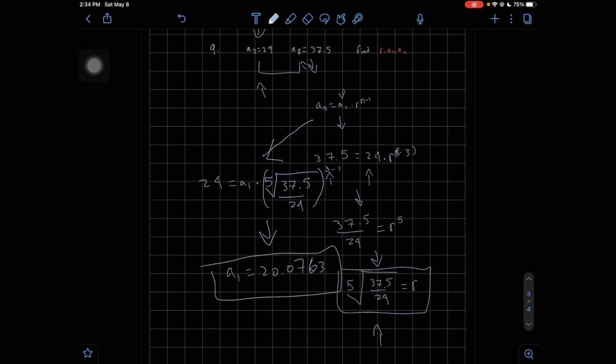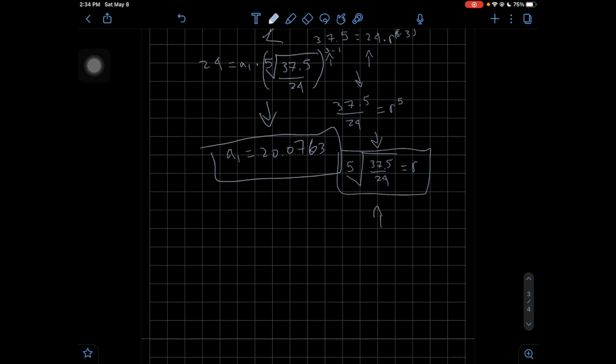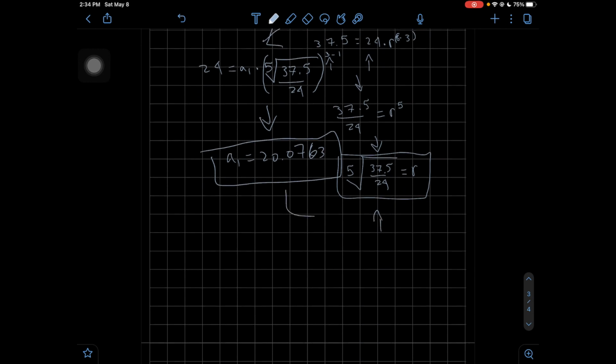And now we just need to solve for our an equation. For our an equation, we're just going to substitute these values into our main base equation for a geometric sequence. So it's just going to look something like a subscript n equals 20.0763, since that's our a1 value, times our r value, which is the fifth root of 37.5 over 24, to the power of n minus 1.